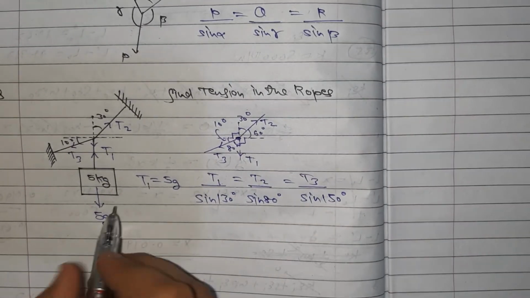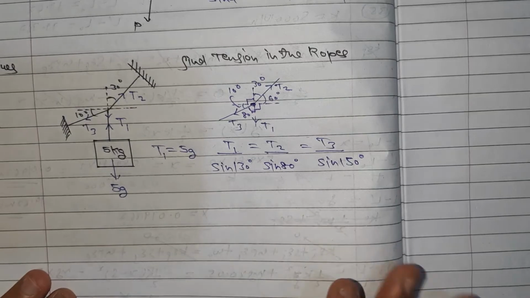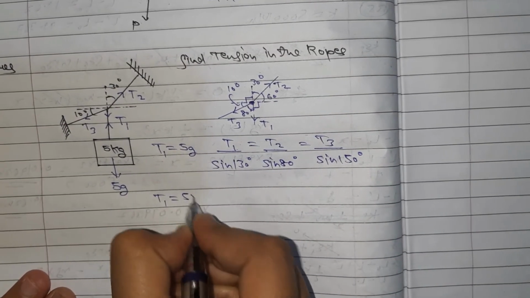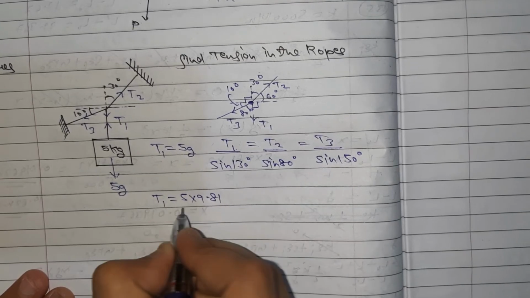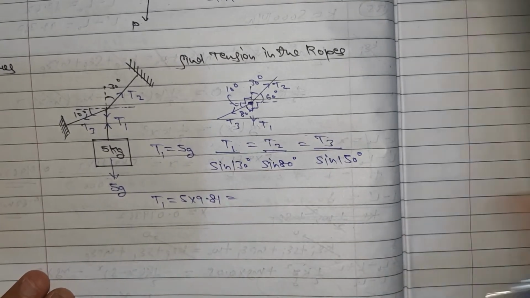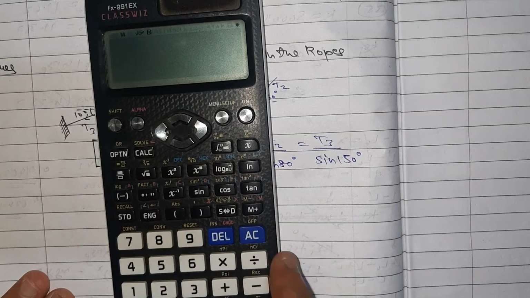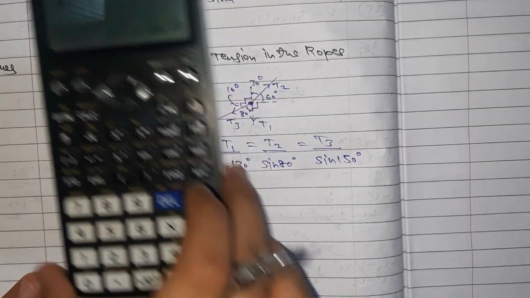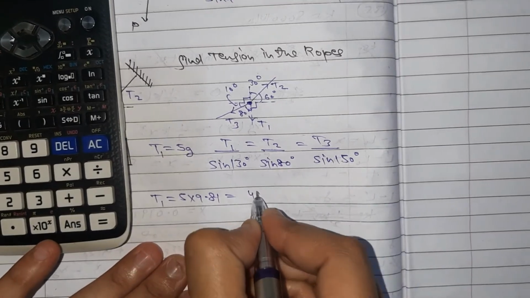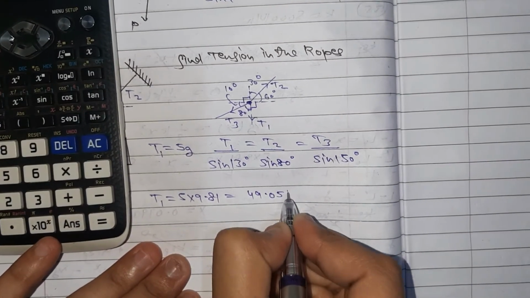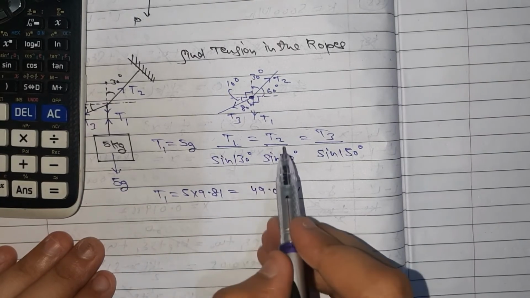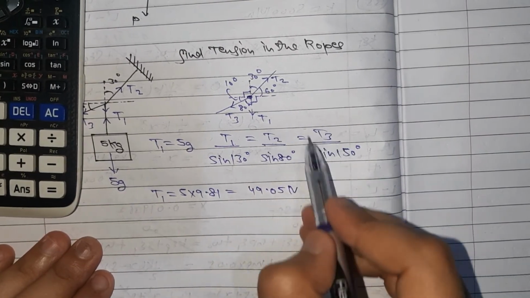I have already told you that the value of T1 we are already getting, that is 5g. T1 equals 5g. You already know the value of g, that is 9.81. So 5 into 9.81 is 49.05. Please write it down: 49.05 newtons. If we have the T1 value, can you easily calculate T2 and T3?